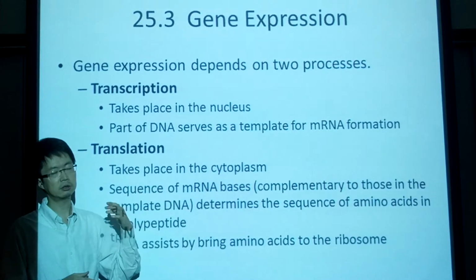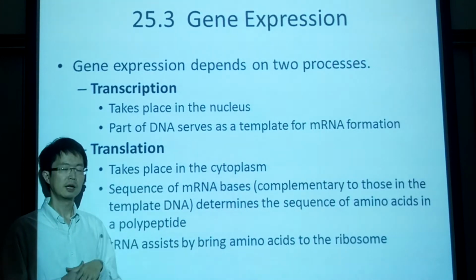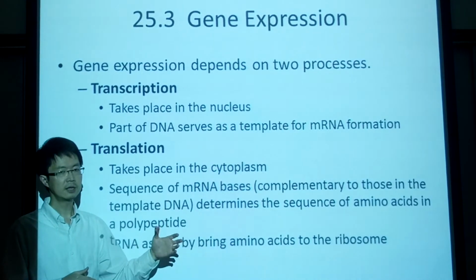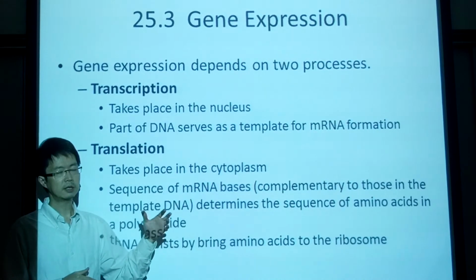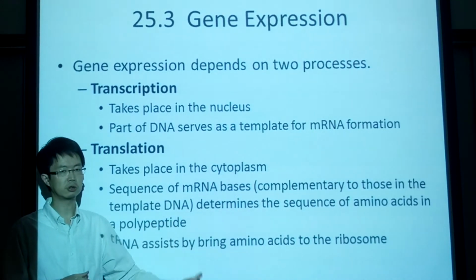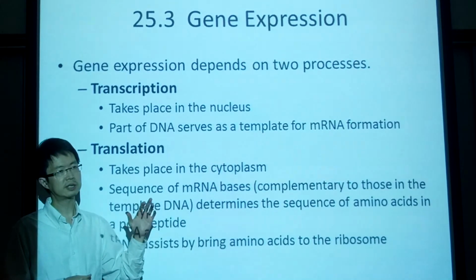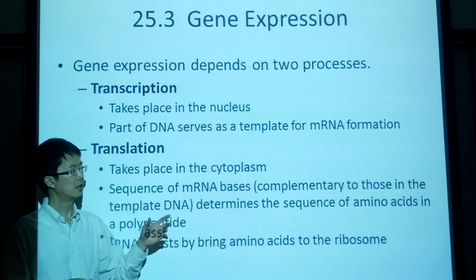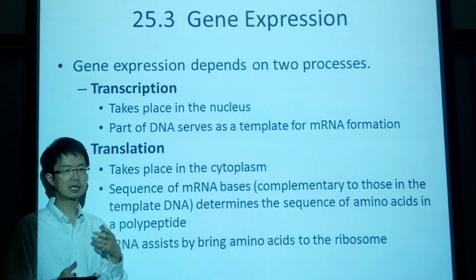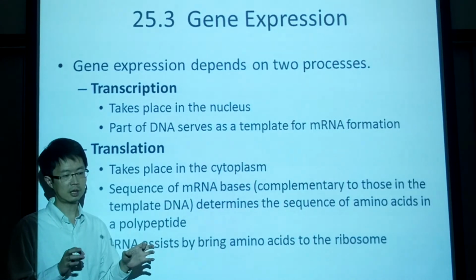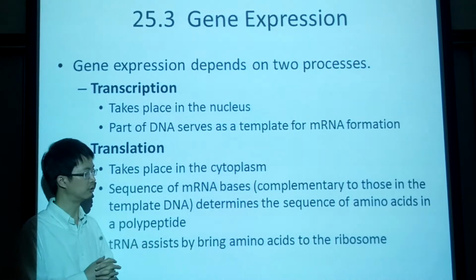So DNA, you know that it has A, T, G, C, but RNA also has similar. It has A, but instead of having T, it will have a U. U is called uracil. And then it also has the same G, same C. So A, G, C, they're the same. But in RNA, instead of using T, thymine, it uses the uracil, U.